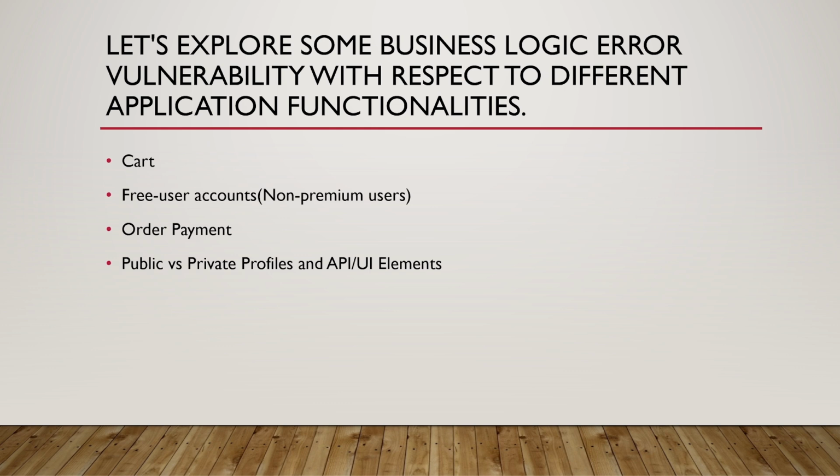Okay. Third one is order payment. Fourth one is public private profiles and API UI elements. There are many applications that allow you to set up privacy on your profile. Through manipulating some variables in the API, or through manipulating the UI elements, you can do a lot of things. Apart from that, there are also certain UI elements or API elements in the application that cause their separate business logic error vulnerabilities.